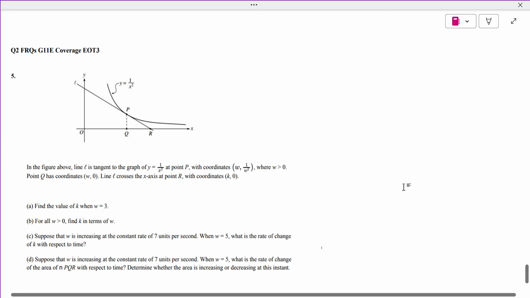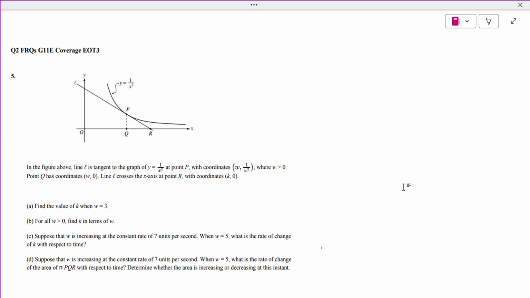In this video we will be working on question 5 from the coverage of question 2 for grade 11 elite. So, in the figure above, the line L is tangent to the graph of y equals 1 over x squared at point P. So, this line is a tangent line. It's touching the curve at point P with coordinates.